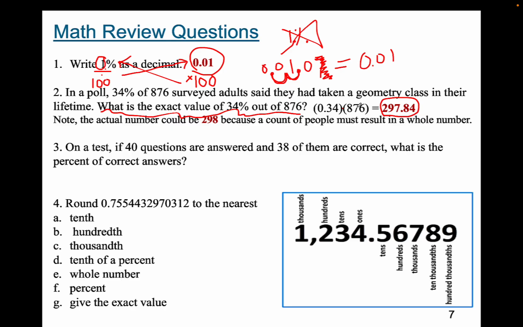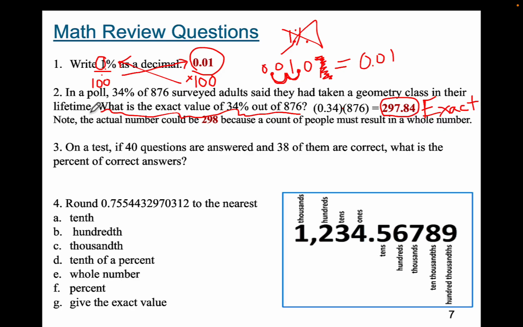All right, little note. That answer right here, the 297.84, that is called the exact value. This is going to come up in your homework questions, so pay attention. 297.84 is 34% of 876. Now, in your homework, it's going to say, well, what's the actual number?